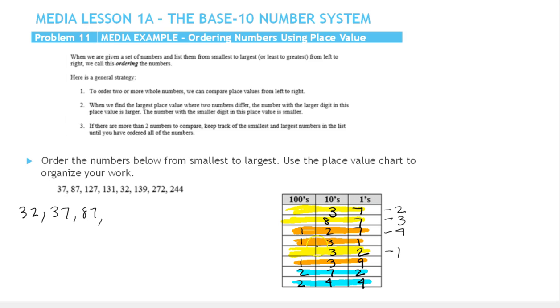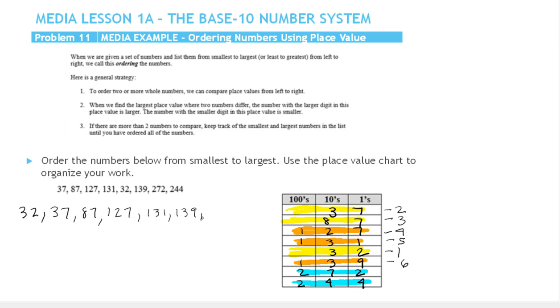Now comparing the other two numbers, 131 and 139, they both have 3's in the tens place, so they're tied in the first two places. But then here, 131 has a 1 in the ones place, 139 has a 9. 9 is larger, so our fifth number in the list is going to be 131, and our sixth number is 139. So adding those to the list, we have 127, then we have 131, and 139.